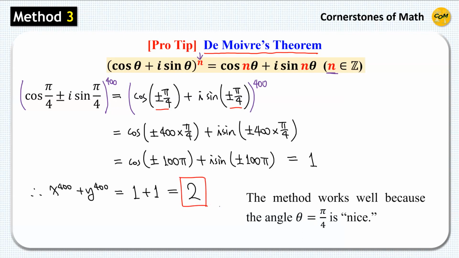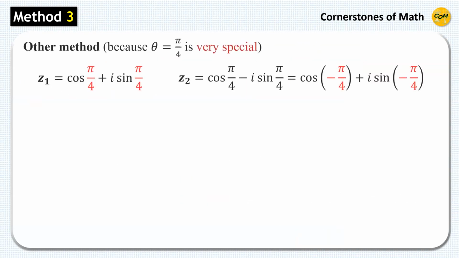And I gotta tell you, this method works really well here because in this problem, the angle theta has a really nice value. If theta is not one of those special angles, then you may have a hard time finding the values of cosine 400 theta and sine 400 theta. But of course, you can think of another method that is still related to complex numbers, because again, our angle theta has a special value.